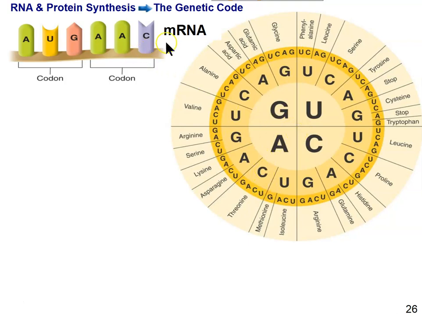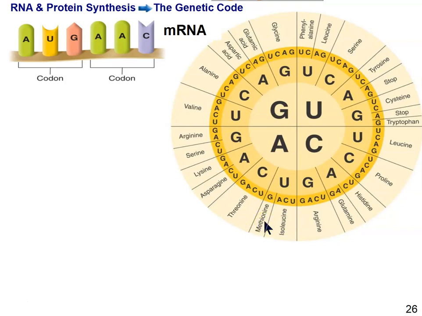But you use the code by reading it from the inside out. So, for example, if on messenger RNA the codon is AUG, you start with the A, then you come out to the U and come out to the G. And that's methionine. That's an amino acid. These are all amino acids. And remember that amino acids are what get strung together and bound together by peptide bonds into a polypeptide or a protein. That's what this is all about.